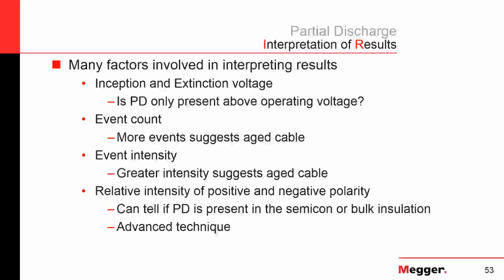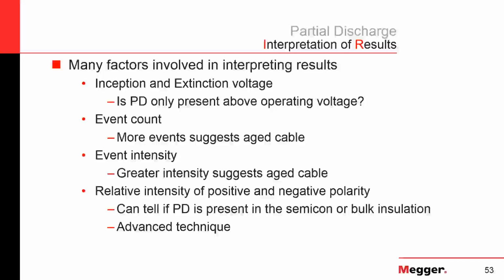And as an advanced technique, not something we need to worry too much about, if we look at the relative intensity of positive and negative polarity, so we have more events on a positive stroke of the voltage versus a negative stroke, that can tell us some information about where radially in the cable the partial discharge is present. So for example, is it in the middle of the insulation somewhere? In that case, the positive and negative would be balanced. We'd have the same amount of events on both swings.